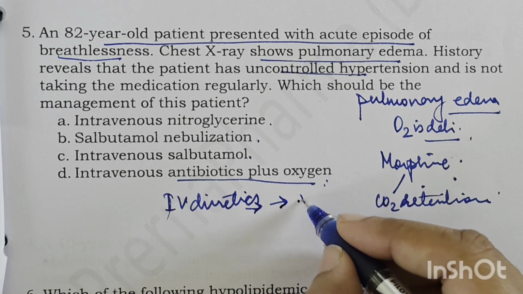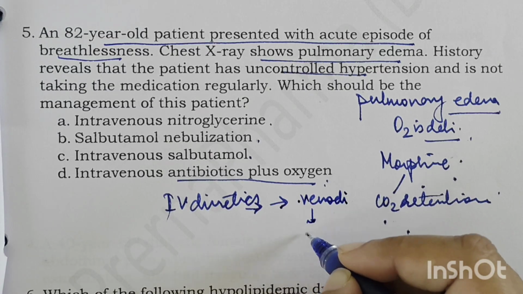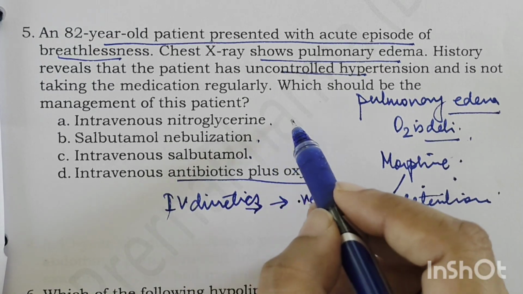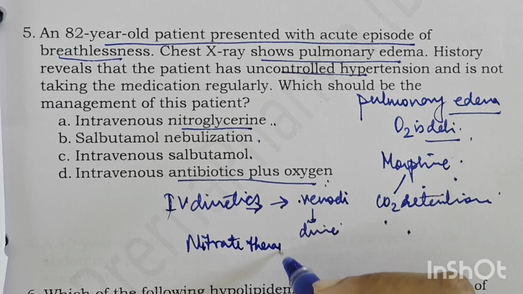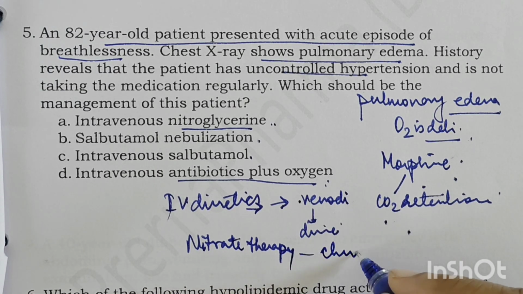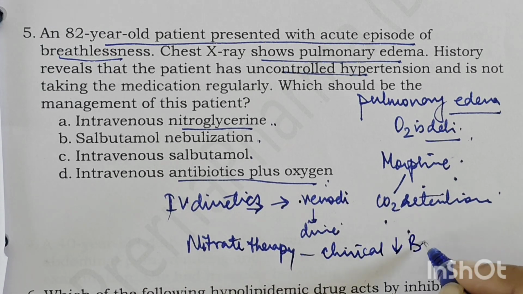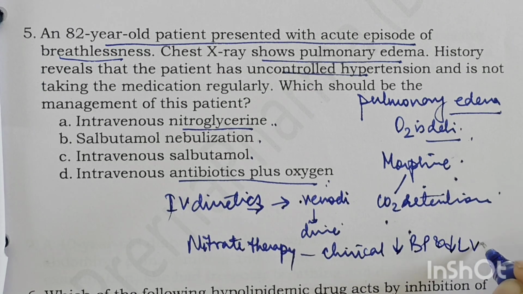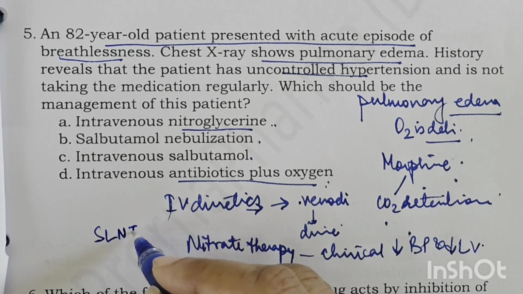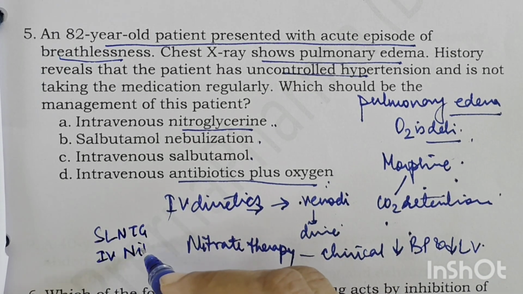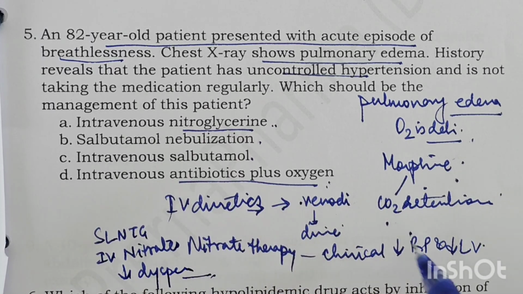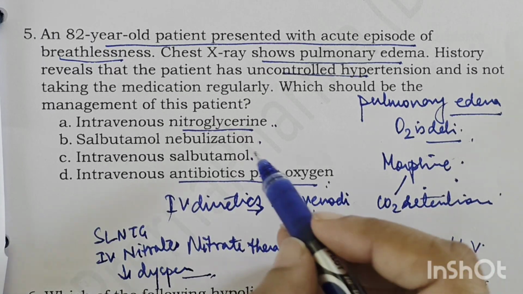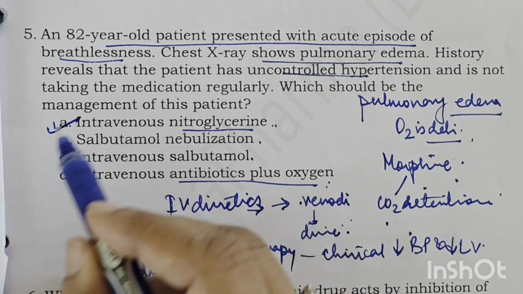So these agents also produce venodilatation and they also cause diuresis. Then coming to nitroglycerin: nitrate therapy accelerates the clinical improvement, and it reduces both blood pressure and the left ventricular filling pressure. Sublingual nitroglycerin or IV nitrate will reduce the dyspnea very immediately, prior to the onset of diuresis. So intravenous nitroglycerin, out of all these options, looks like the most correct answer.